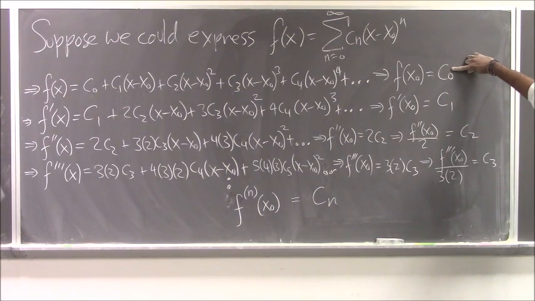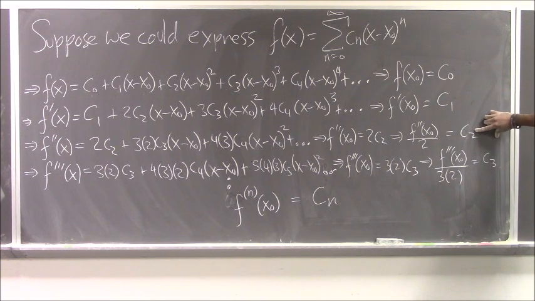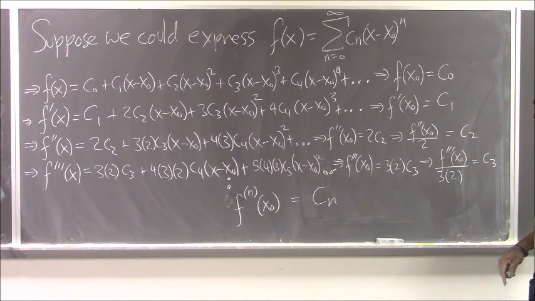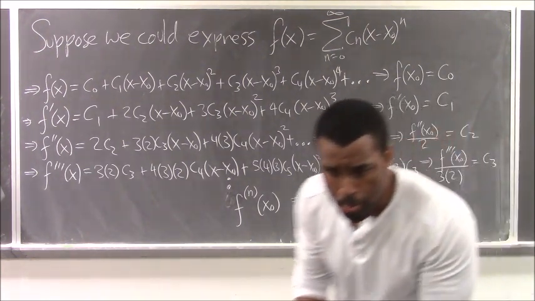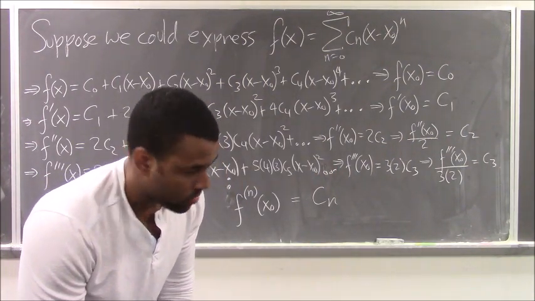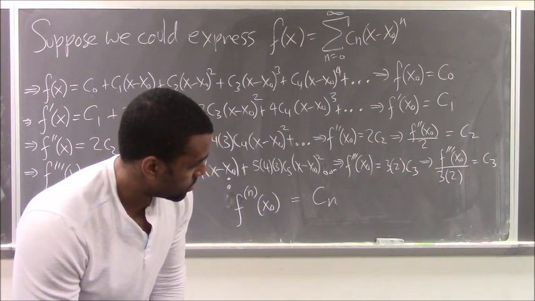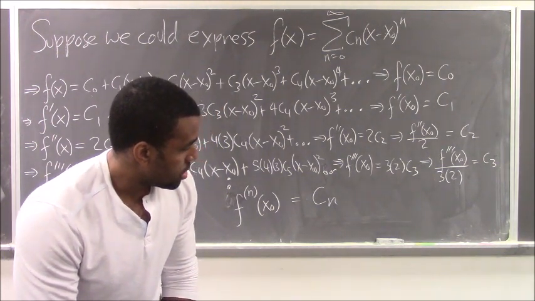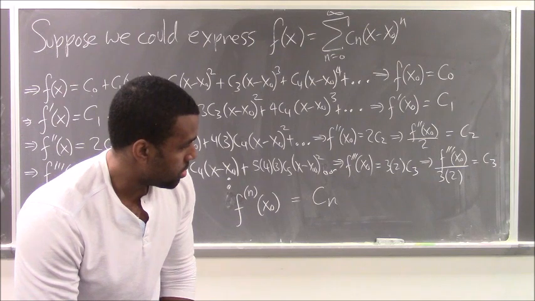So notice here, f of x naught gives me c0, f prime of x naught gives me c1, f double prime of x naught over 2 gives me c2, f triple prime of x naught divided by 3 times 2 gives me c3. There's a reason why I wrote it as 3 times 2 and not 6, because I wanted you guys to pick up a pattern. Can anyone pick up the pattern? What would c4 be equal to? Fourth derivative of f at x sub 0 over 4 times 3 times 2, or the factorial form.